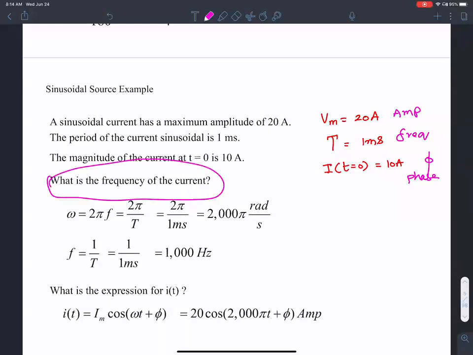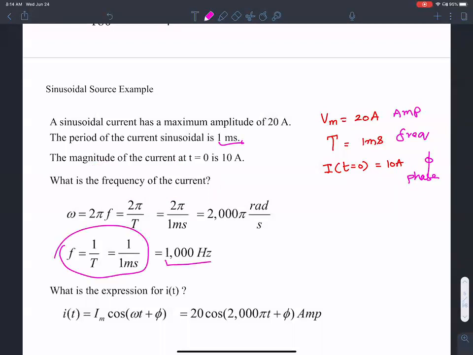What's the frequency of the current? The frequency is simply 1 over T, or 1000 hertz. Or if you were to express it in radians, that will be 2 pi radians per second. So frequency is simply 1 over the time period given, which is 1 millisecond, and therefore I have frequency equals 1000 hertz.